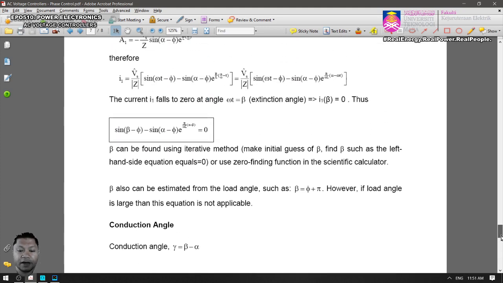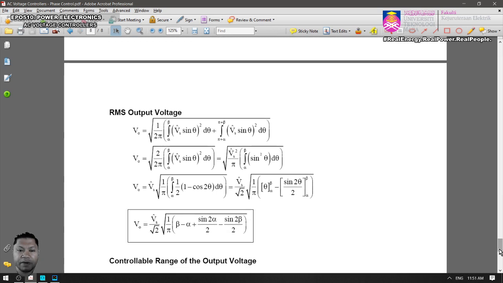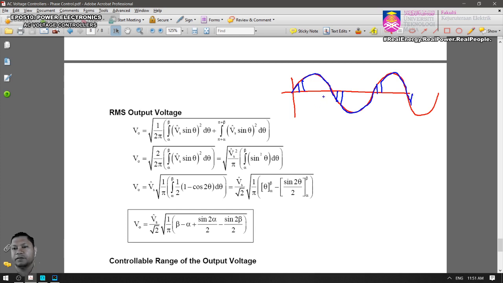Okay, sorry, before that, we're going to look at the RMS output voltage. Refer to the waveform again. I'm going to draw here the supply voltage, and then two cycles. Let it be two cycles. I'm going to draw the output voltage. That case is ready. All right.